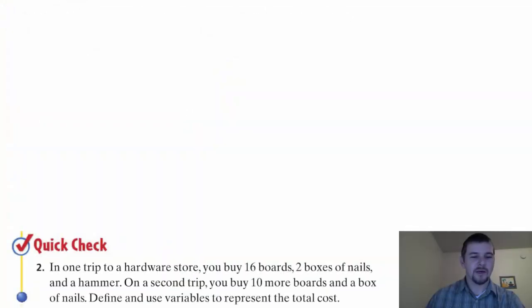And now it's time for a quick check. Number 2, in one trip to a hardware store, you buy 16 boards, 2 boxes of nails, and a hammer. On a second trip, you buy 10 more boards and a box of nails. Define and use variables to represent the total cost.